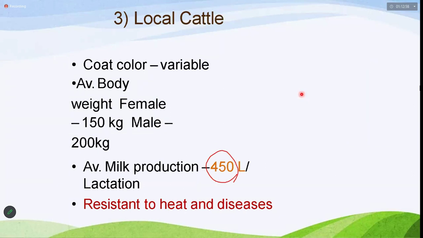Other than that, there are some local cattle, but average milk production is very low, around 3000 liters, but they are resistant to heat and diseases.